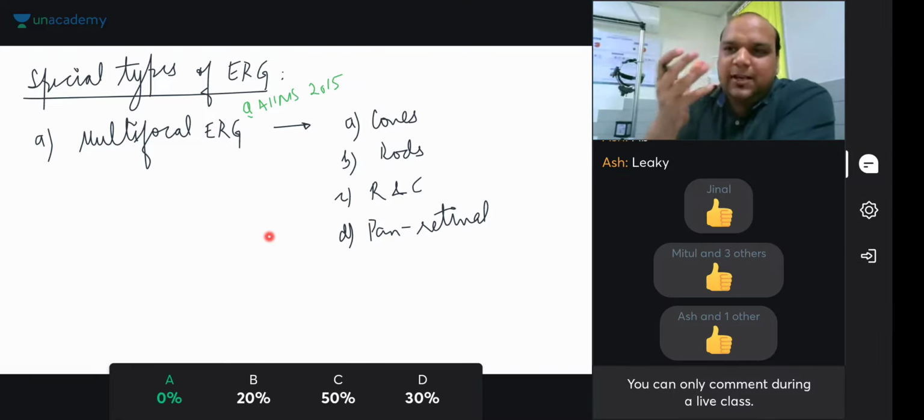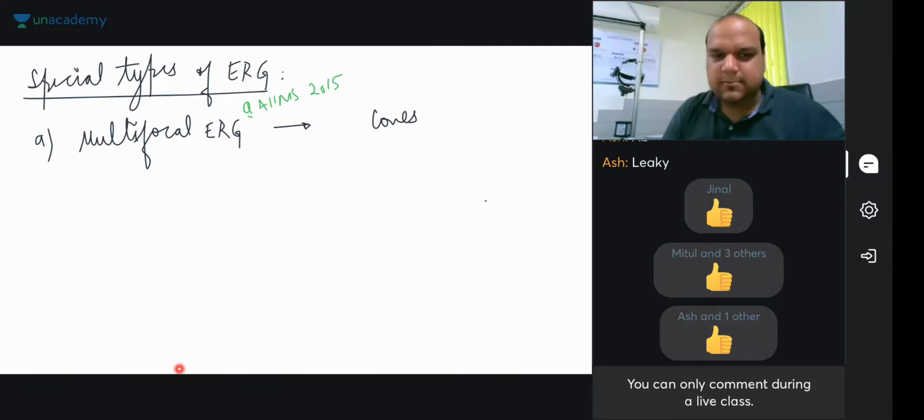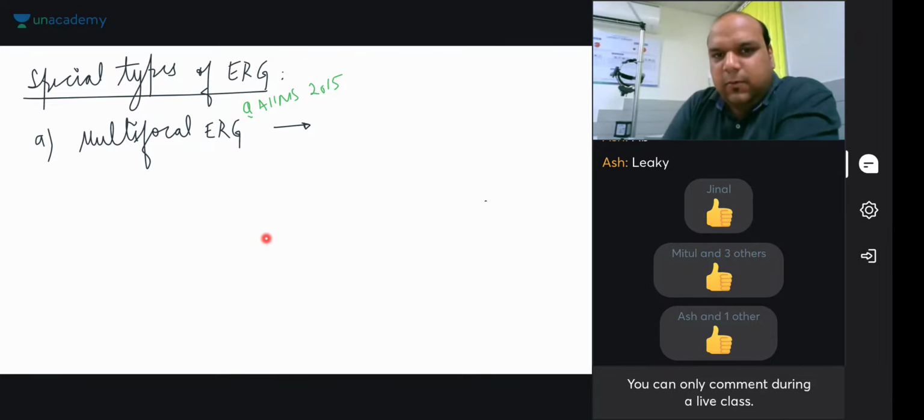Okay, multifocal ERG, even though it is multifocal, the answer is it generates responses only from cones. That's the answer, guys. Multifocal ERG generates responses only from cones. I hope I'm clear here. Not going into the detail.